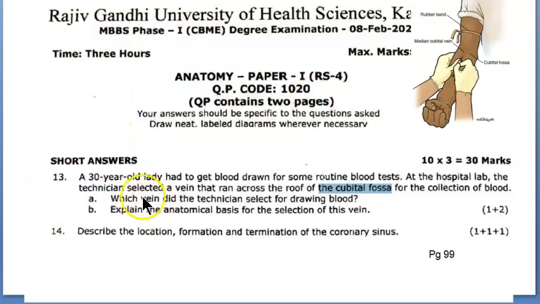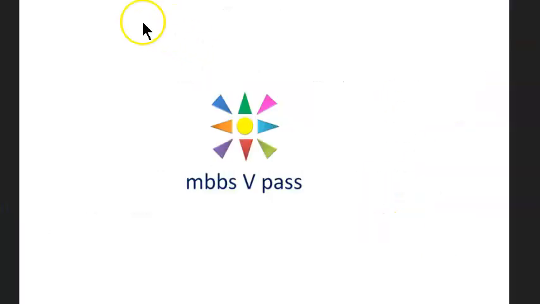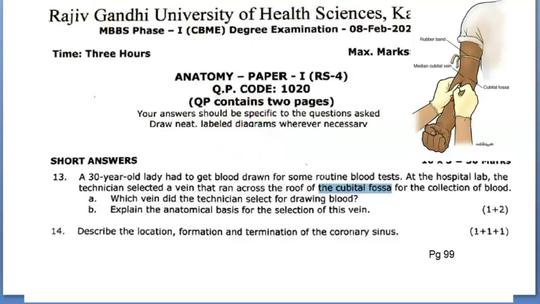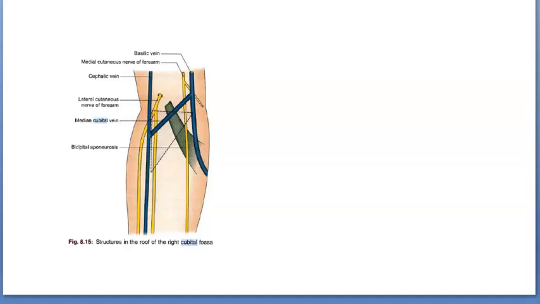Which vein did the technician select for drawing blood here? Something which is in the roof of the cubital fossa. Explain the anatomical basis for the selection of this vein. Why did he choose this vein? So which vein and why? For the first one he is giving 1 mark, and the second one, why is he choosing, 2 marks they're asking. Just a 3 marks question, remember. So which is the vein in the roof of the cubital fossa? Yes, it is the median cubital vein.